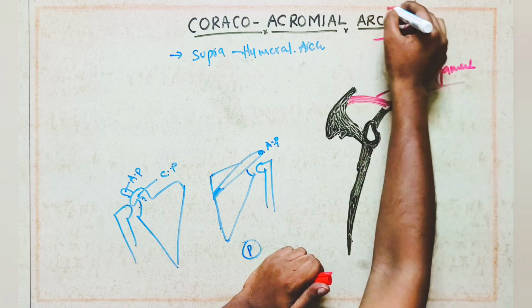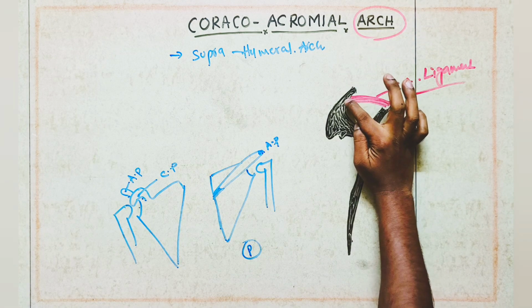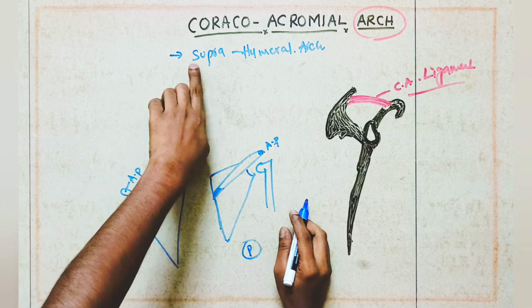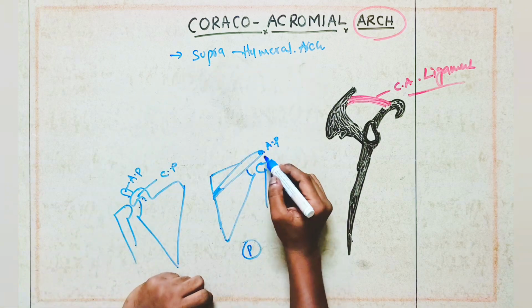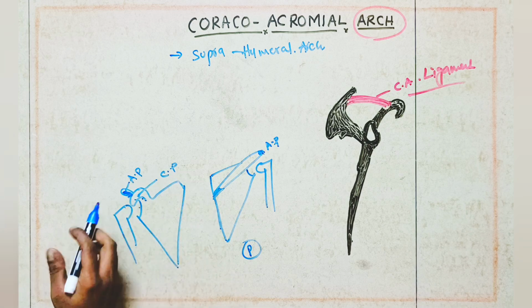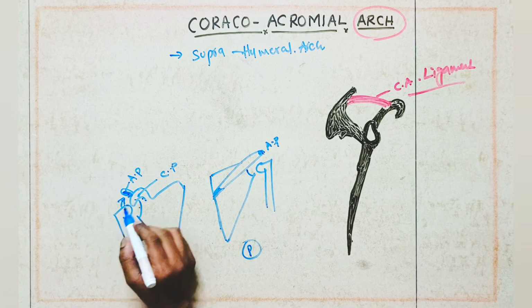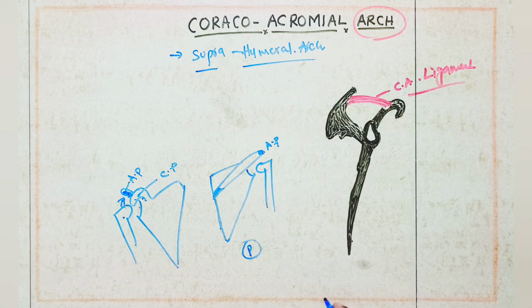The arch, what we are saying here, we will come to that point. This is the coracoacromial ligament. It is coming from the coracoid process to the acromial process. Why we call it the suprahumeral arch: if you observe here, this is coracoid, this is acromial. Between these two areas the ligament comes, so that it is superior to the humerus bone. That's why it is the suprahumeral arch.